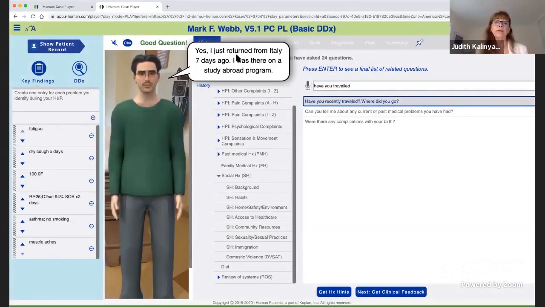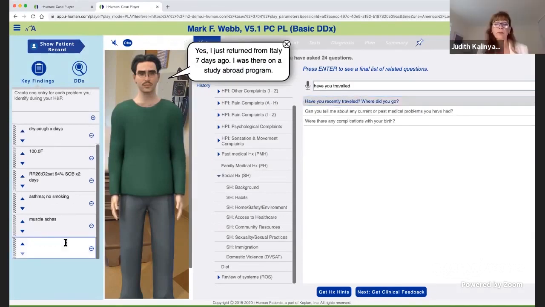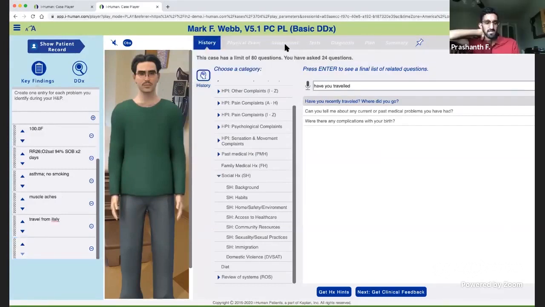Have you recently traveled? So he just recently returned from Italy, 7 days abroad. Do we want to list that down? Yes. Now that we know that travel history, what's the next most important question that we want to know from this gentleman? Were there sick contacts? Were you around sick people? That might help give us background in history, which is absolutely important.